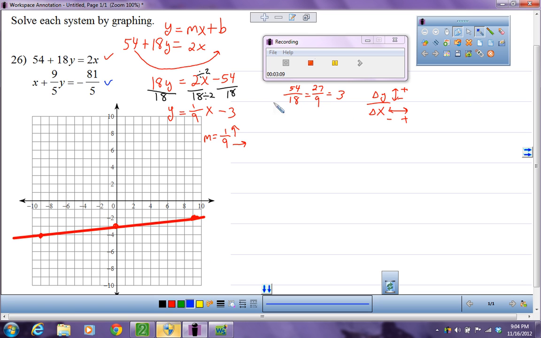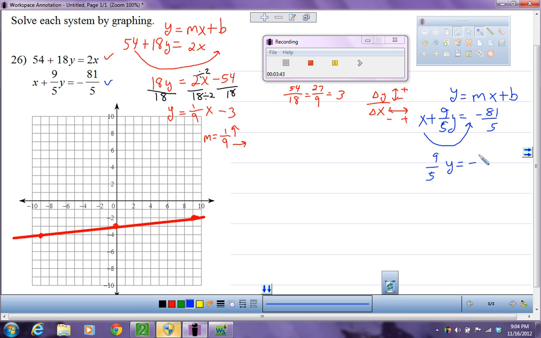I'm going to do this one in blue again. Our model is y equals mx plus b. You can see your equation. And by the model, you can see the x is in the wrong location. I need to take it over to the other side. So that leaves us with 9/5 y equals, when you change sides, it changes sign, and then you have a minus 81 over 5.